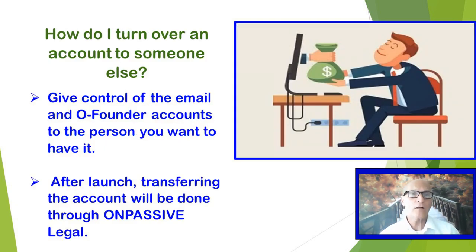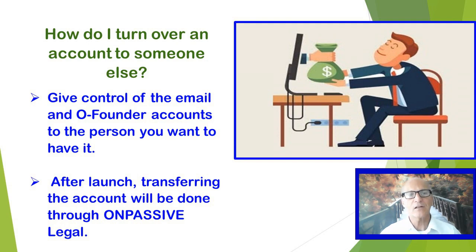Another question is, how do I turn over an account to somebody? Well, right now, that's a pretty easy thing to do. You've got a couple of things you can do. Number one, give control of the email account that is linked to that GoFounders account to the person that you want to have it. All right? Number two, give them control of the OFounders account. So give them control of the email for it and give them control of the OFounders account.